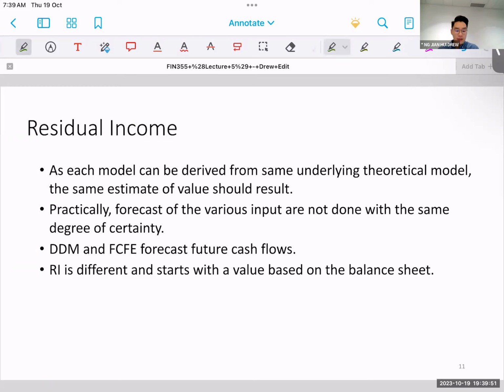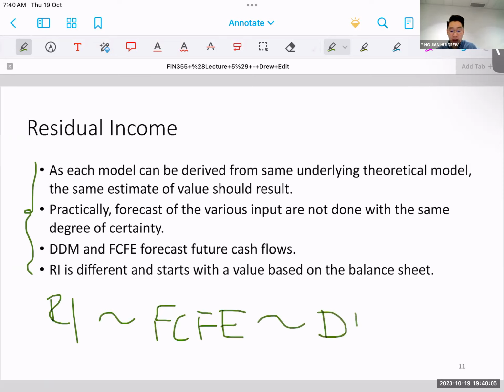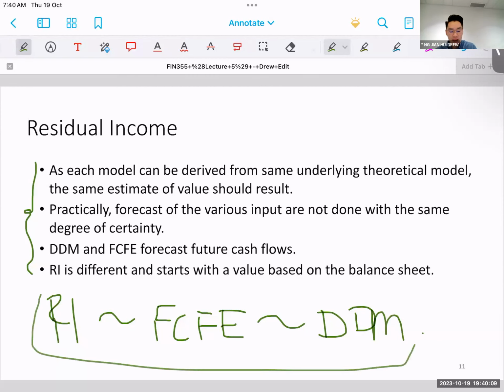Okay, so this again is to explain that residual income (RI) is similar to your FCFE, and we know the DDM is a special case of the FCFE. So these three models can relate together. We should not compare residual income to FCFF, because FCFF is to the firm, but residual income is really just to equity holders. So this is an important thing to take note of.